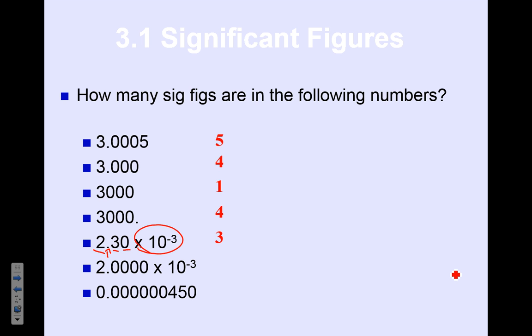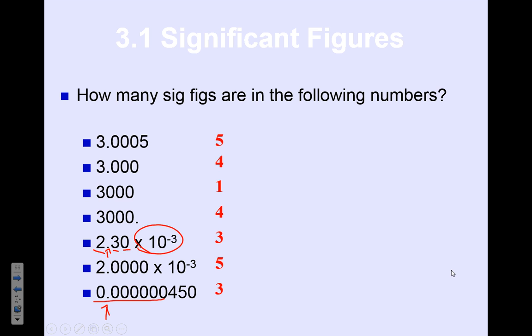Next one, all those zeros are at the end, and they all count because there's a decimal, so that gives us a total of 5. And the very last one, zeros at the beginning never count. So none of those zeros count by rule number 3. 4 and the 5 count by rule number 1. And rule 4 says zeros at the end count if there's a decimal. Way back here, there is a decimal. So that's got 3 sig figs.